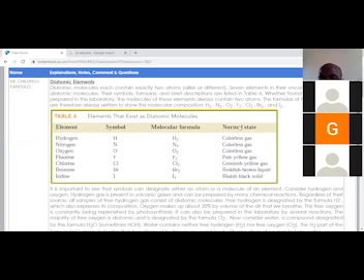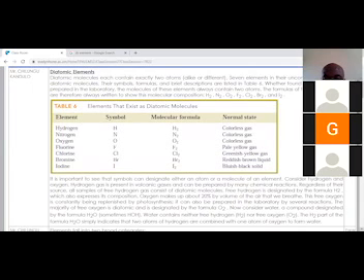Can you see the screen here? Yes, guys, can you see the screen? Yes, sir. Is there a question?